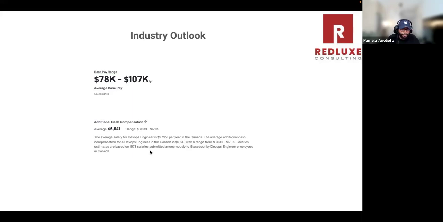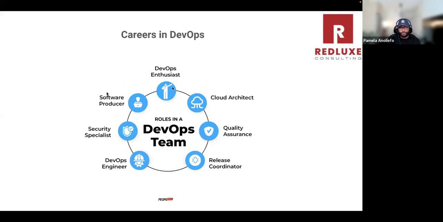So feel free to do that research on your own, and then you can figure out what role you want to fall into from this overview, and then go through the career path, learn the skills that you need, and in a couple of months, I can assure you that you're going to land yourself a role in DevOps.